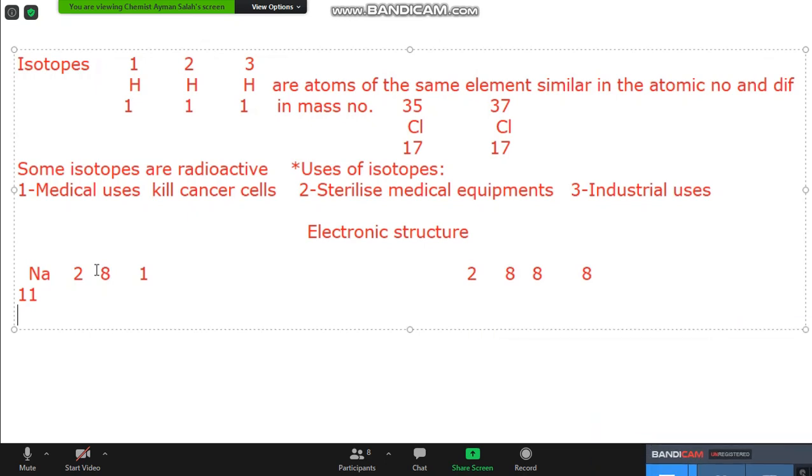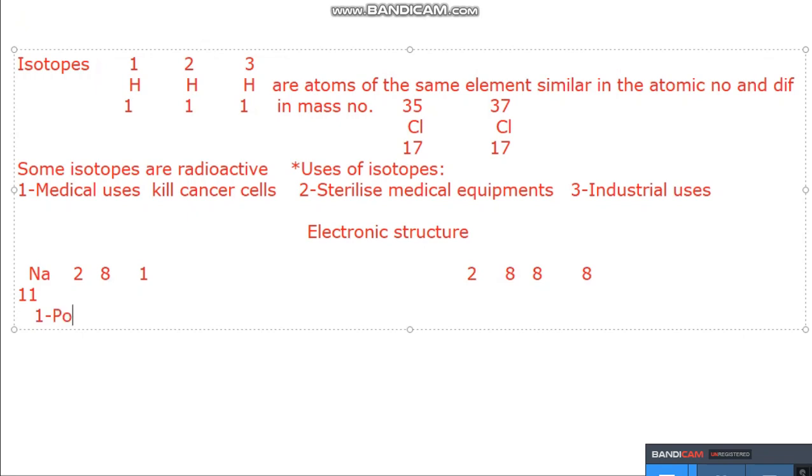Right. What is the type of sodium? First, we will talk about the type, the position. Let's talk about number one. We will talk about the position. Position here means in which period and in which group. So, the position of sodium: in which period, the period number, and the group number.